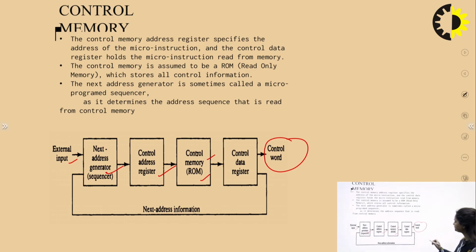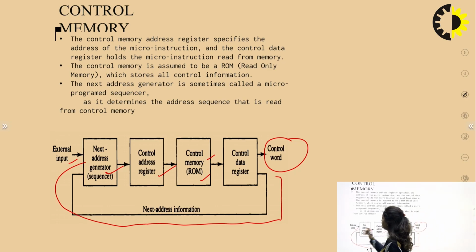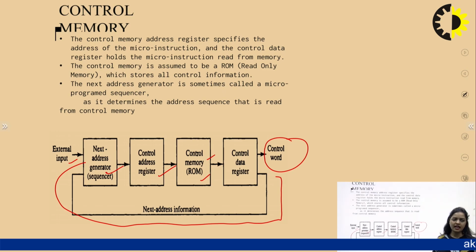After this, the address of the next instruction is generated by the external input, and then the next address is generated for the next micro instruction. So it is a cyclic process, and it goes on till the micro instructions stored in the control memory of the control unit are completed.